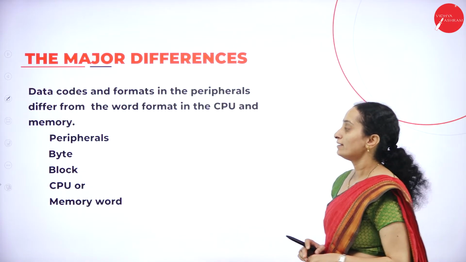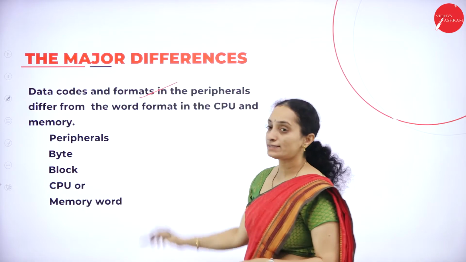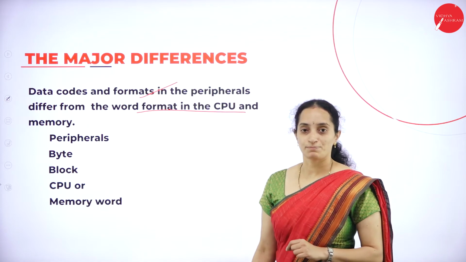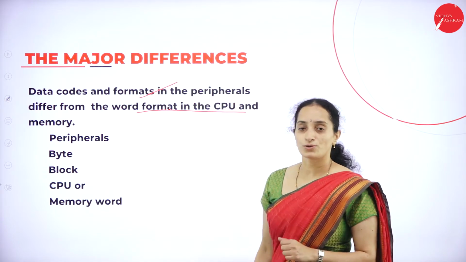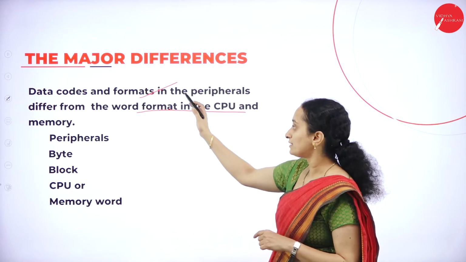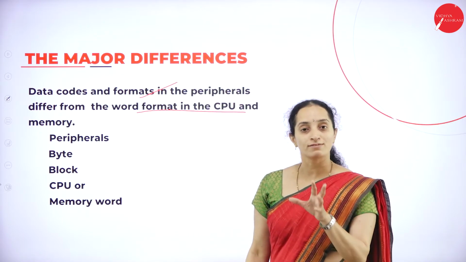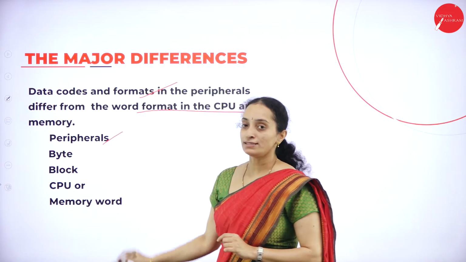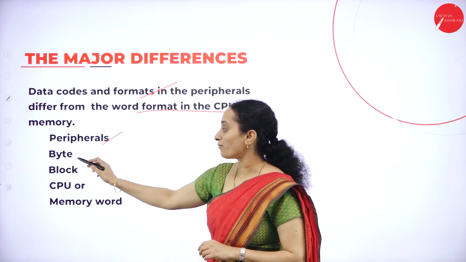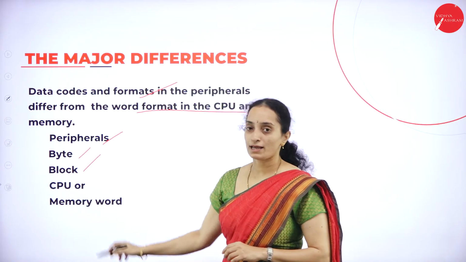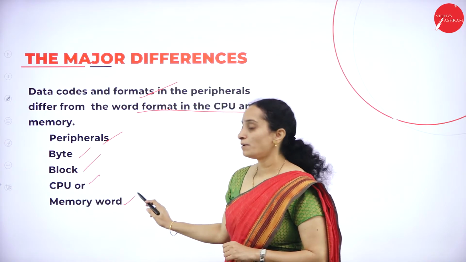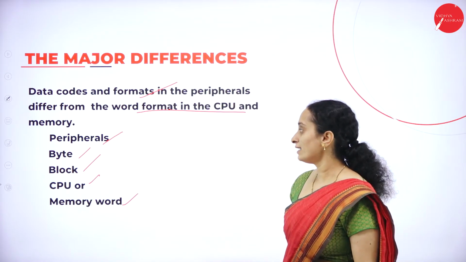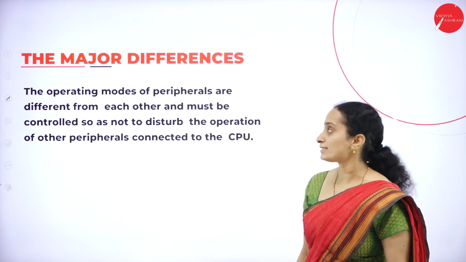Alright. So, there are the data codes and formats in the peripherals which differ from the word format in the CPU. How the CPU is going to handle the data will be very much different from how the IO devices handle those data. Okay. So, we have the peripherals that are used. Then we have byte form of data, block type of data, and CPU or memory word will be used for communicating with other peripheral components. Okay.